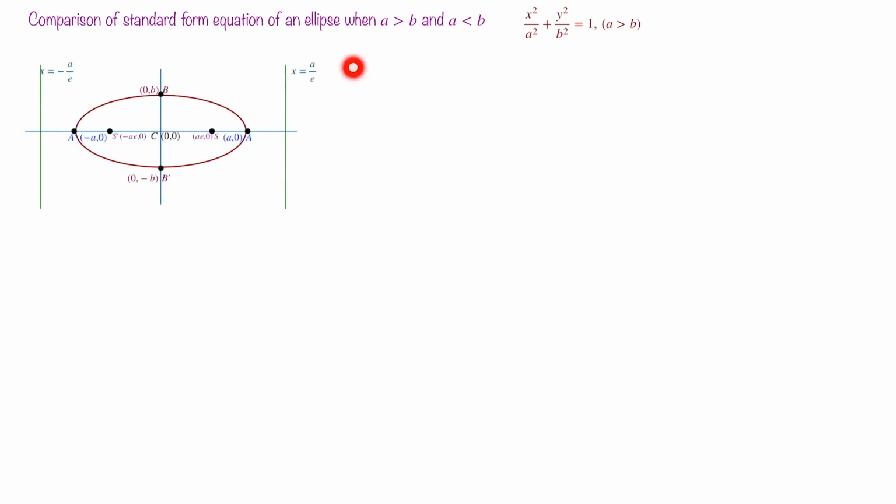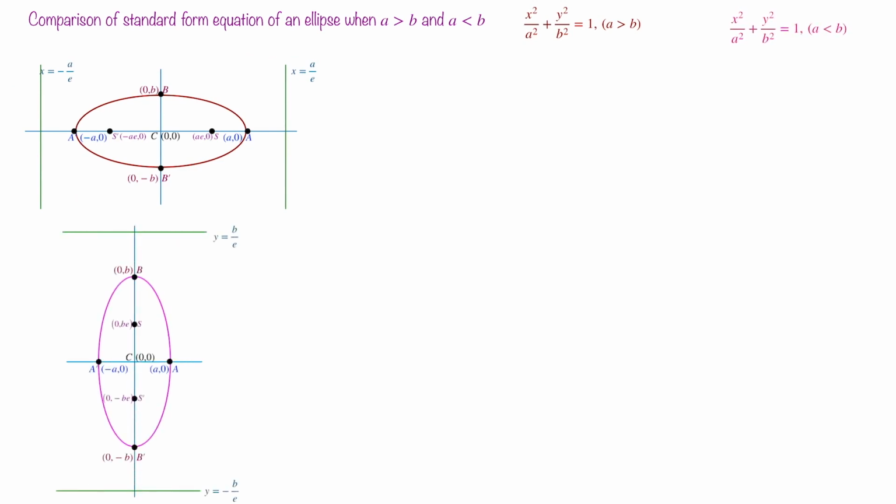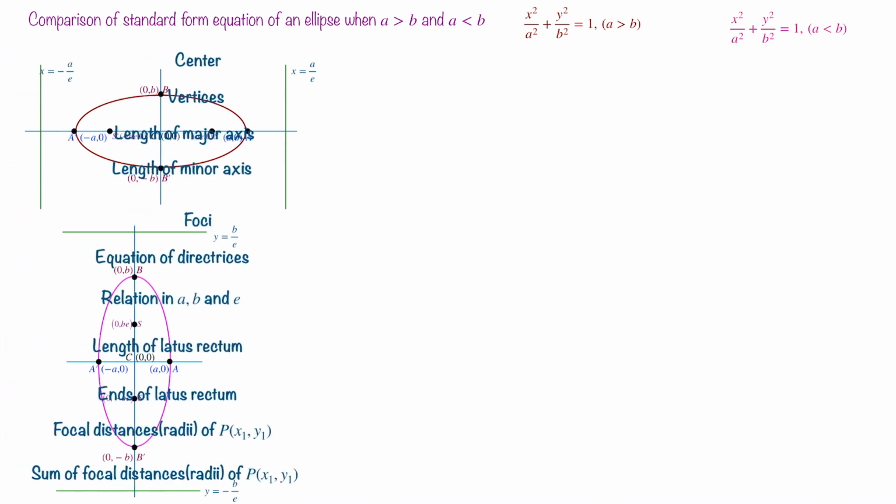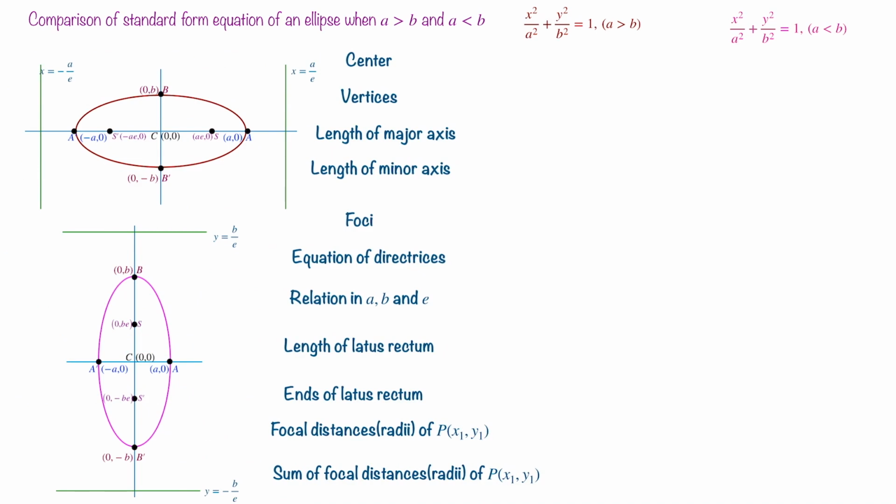Let us compare the standard equation of an ellipse when a greater than b and a less than b. When a greater than b, we have this short and fat ellipse. When a less than b, we have this tall and skinny ellipse. Let's compare these two for the following things. Let's answer all these for the standard ellipse when a greater than b. First of all, the center, which is 0, 0. Next, vertices. A coordinates are a comma 0. A dash coordinates are minus a comma 0. So the vertices we can write as plus or minus a comma 0.